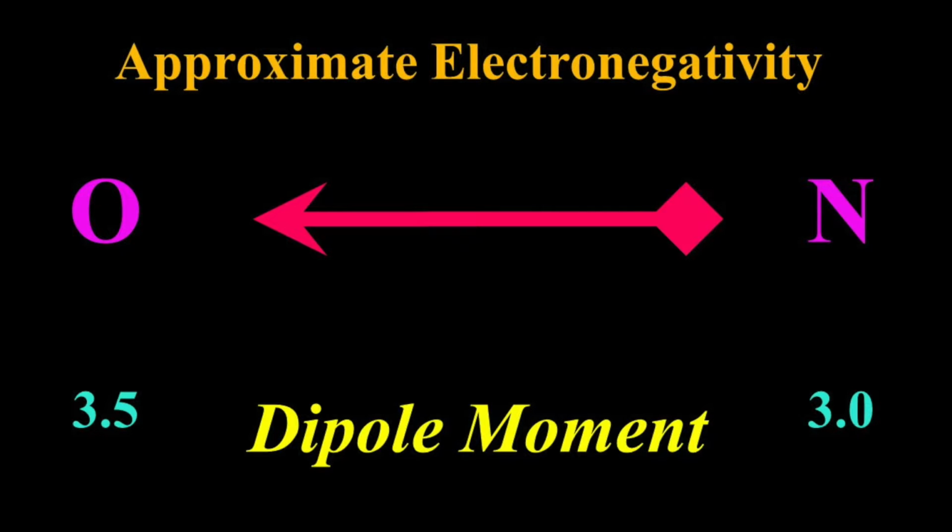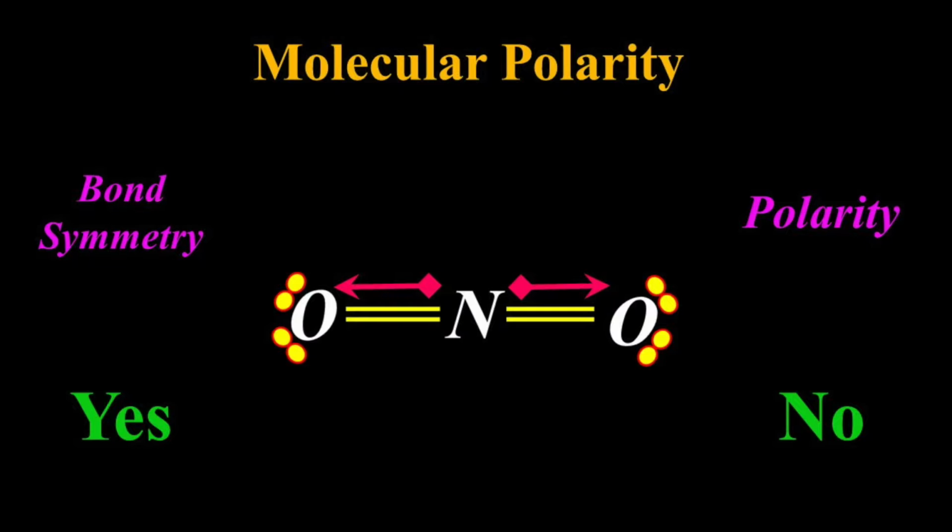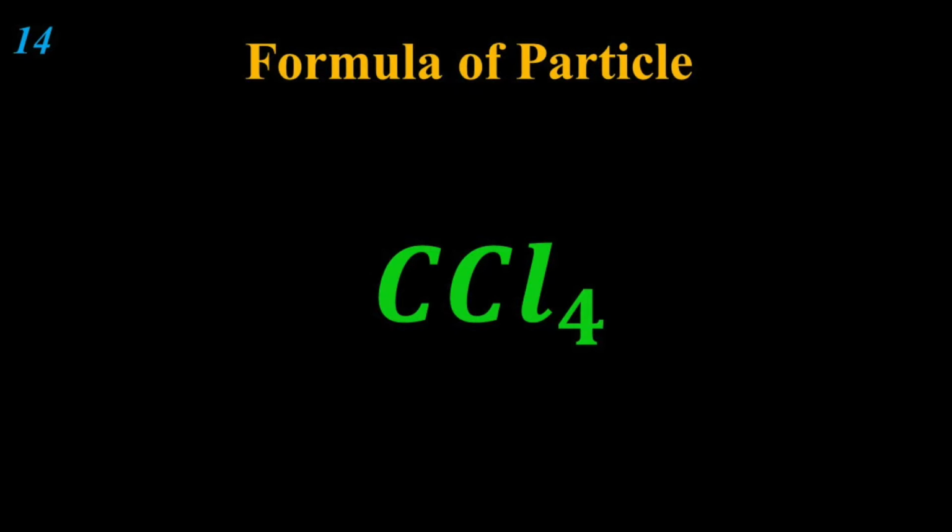Put in the dipole moments, oxygen is more electronegative than nitrogen, and so you're going to put it towards the oxygen, and they will clearly cancel based on it having bond symmetry, and so it will be nonpolar, no polarity.